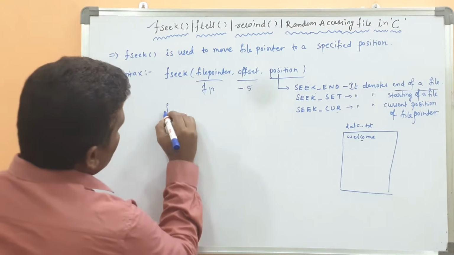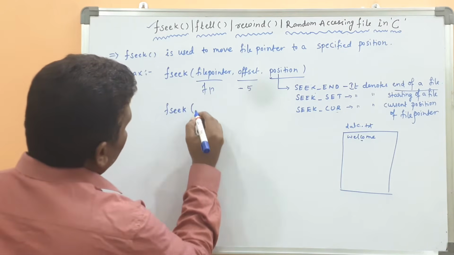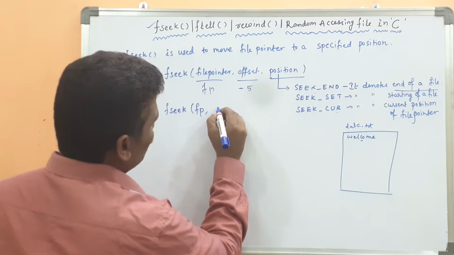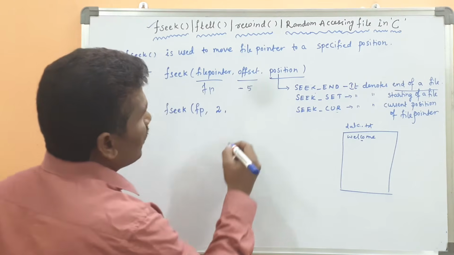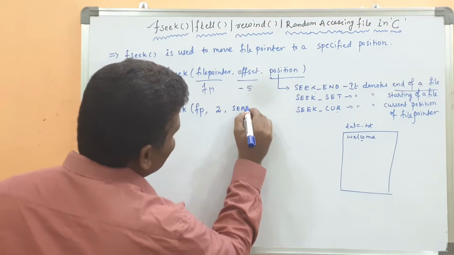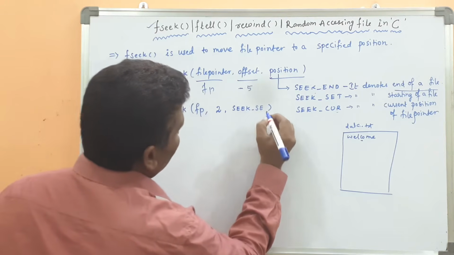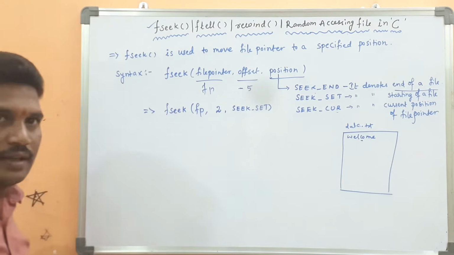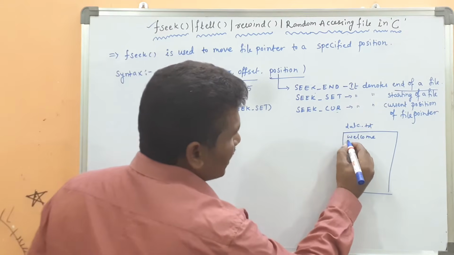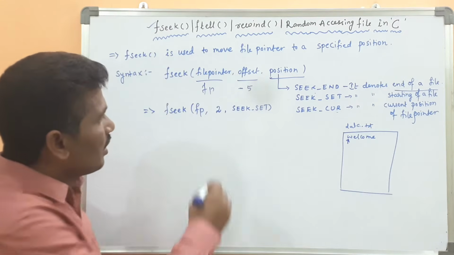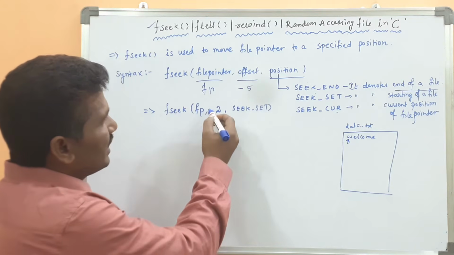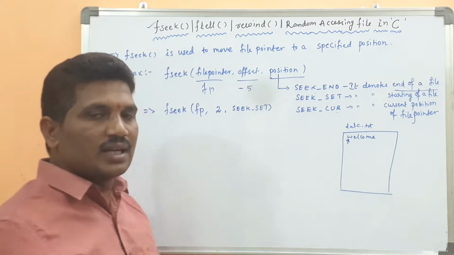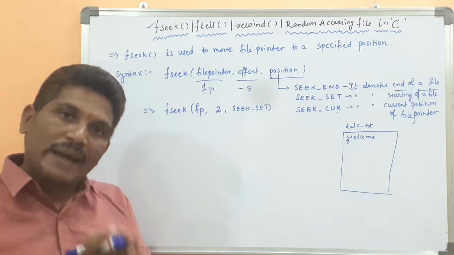The fseek: f is the file pointer, then offset is 2. Then here, for example, SEEK_SET. Here, if you want to move the file pointer, by default when the file has been opened, it is at the beginning of the file. How many by SEEK_SET? Because here we are giving a positive number, which will move in the forward direction. If it is negative, it will move in the backward direction.